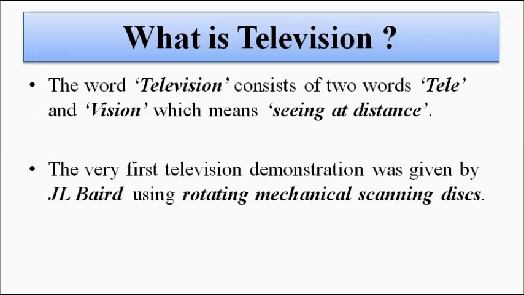Okay, so the very first demonstration of a working model of television was achieved by scientist J.L. Byrd, and he accomplished it using a rotating mechanical scanning disc. Okay, so we'll discuss about that in a separate video. I'm not going deep into what rotating mechanical scanning discs are and all of that. So the first working demonstration of television was given by J.L. Byrd.